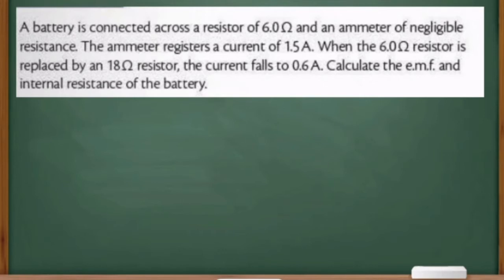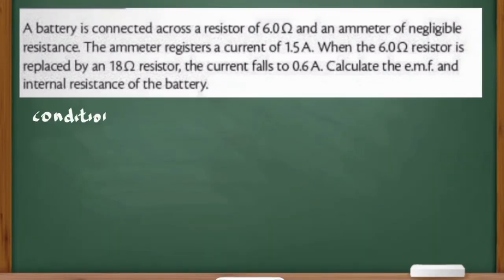Now look at this example. A battery is connected across a resistor of 6 ohm and an ammeter of negligible resistance. The ammeter registers a current of 1.5 ampere. When the 6 ohm resistor is replaced by an 18 ohm resistor, the current falls to 0.6 ampere. Calculate the EMF and internal resistance of the battery.